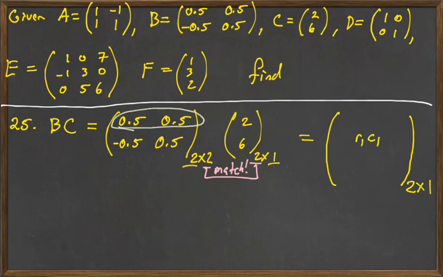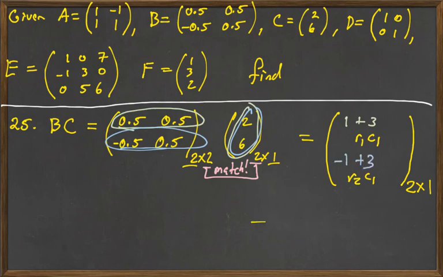Row 1, column 1. So that's going to be half of 2 and half of 6. So that'll be 1 plus 3. Then row 2, column 1: negative half of 2 and half of 6, negative 1 plus 3. And that simplifies down to 4 and 2. And that's it.